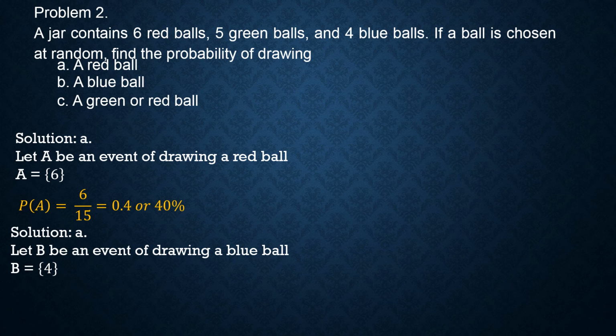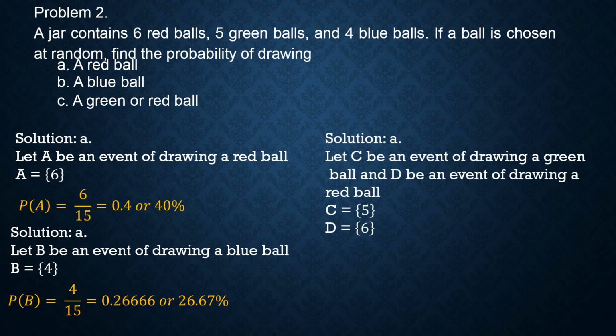Okay? Solution for letter B. Let B be an event of drawing a blue ball. So how many blue balls do we have? We have 4. Okay, so of course in set B we have only 4. Then in getting the probability of B, that is 4 out of 15, that is 0.26666 or 26.67%.